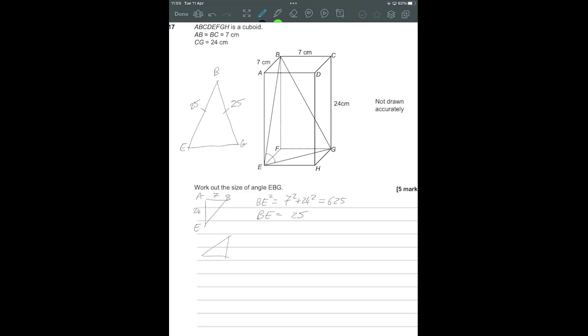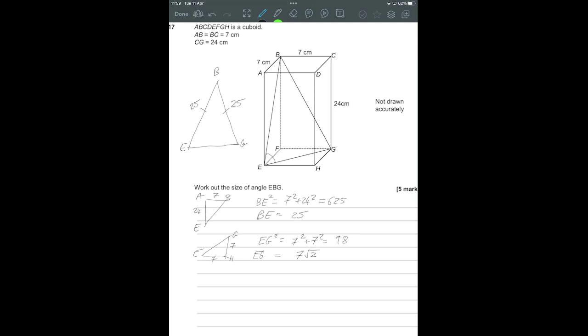For EG, we're going to look at the base, which has sides of 7 and 7. Now this is not going to be a Pythagorean triple, it's not going to give whole numbers. But it's not too unpleasant if you do type it into your calculator. It comes out as 7 root 2 if you're leaving it exactly, which is actually quite nice.